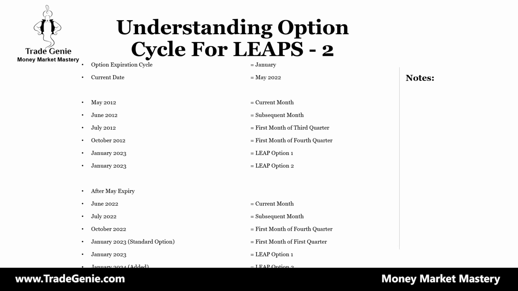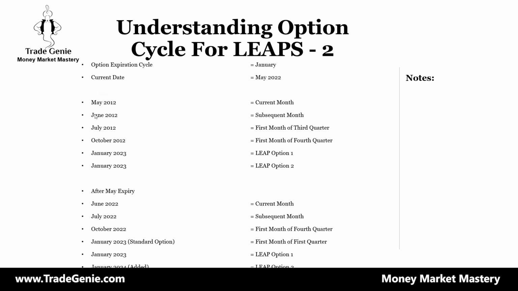But in the case of LEAPs, there are more months, which are January months. There's a typo here. This should be January 2024. So let's say the month is May 2022. I was typing it last night with my eyes closed, so I typed it 2012. It's not 2012, it's 2022. So the current month is May 2022.